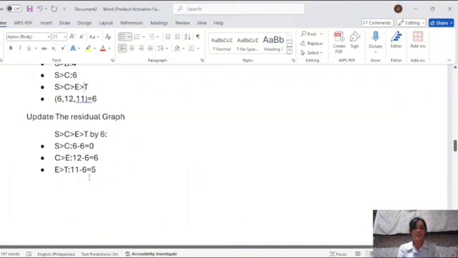So to update the residual graph, let's start with S to C: 6 minus 6 is equal to 0. C to E, the capacity is 12 minus 6 equals 6 also. And E to T, the capacity is 11 minus 6, which leaves 5.